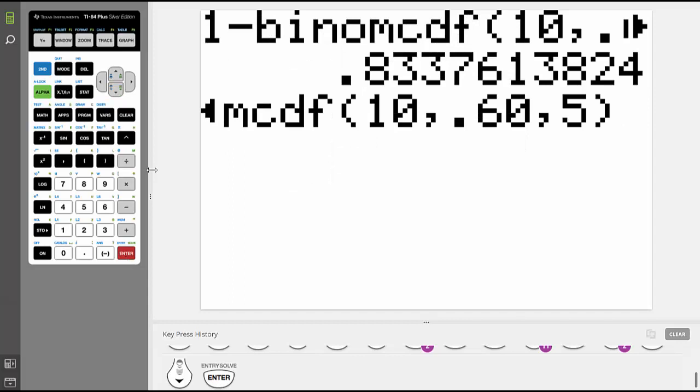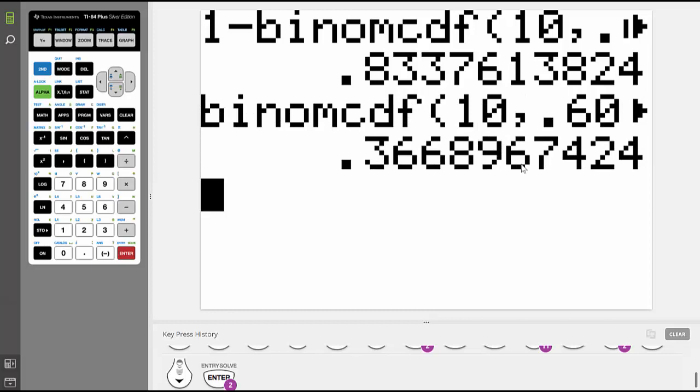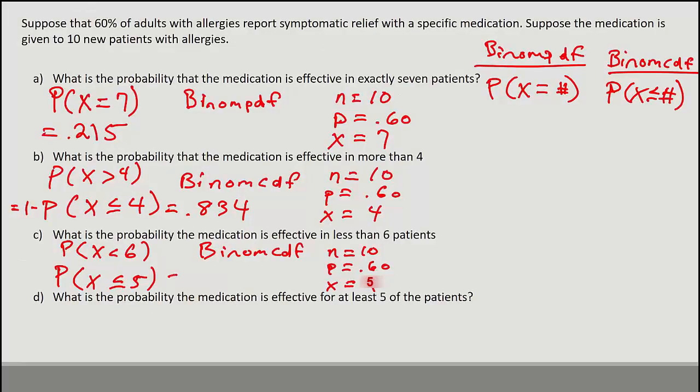And so remember, your focus with the calculator is not updated. Remember, you're going to put these in comma separated, but we can see here 10, comma 0.60, comma 5. We're going to execute that, and we get 0.367. This equals 0.367. Okay? All right. Last one.